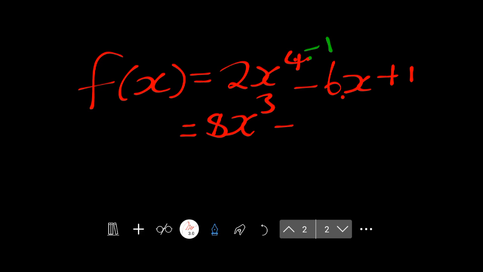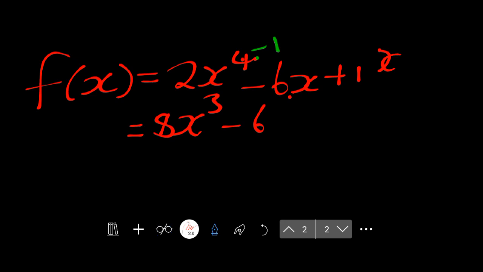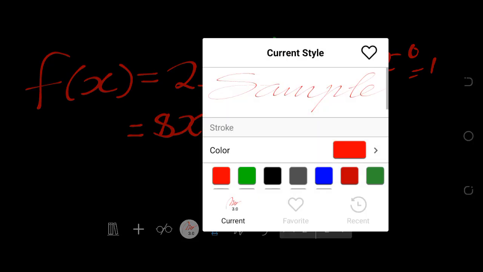Minus 6. Since the degree of x here on the negative 6x is 1, then we'll take 1 away. We'll multiply 1 times 6, you'll get 6. And then you take 1 away from x, you remain with 0. So any number raised to the power 0 is equal to 1. So since we have x to the power 0 here, then the answer will be 1. Then 1 multiplied by 6, you will have 6. So this is the answer.